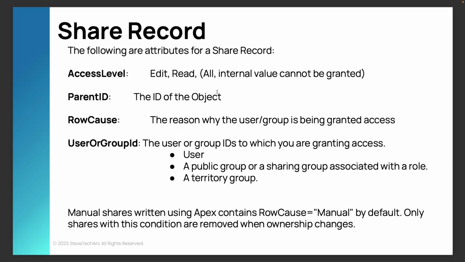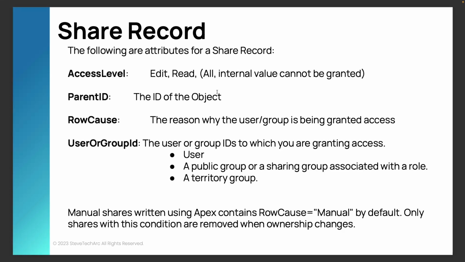Now, we're going to be creating a share record, an individual share record that will grant access. In a record in the share table, we designate edit or read. All is the value, but you can't set it. The parent ID is the record that we're sharing. The row cause is an important reason. And then the user or the group that we're granting with.